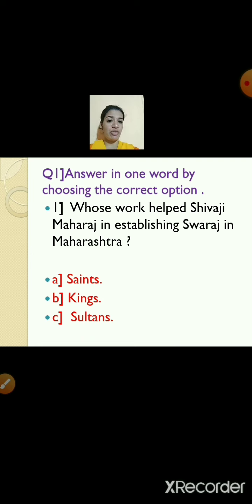Now see, the head question is: answer in one word by choosing the correct option. And the question is, whose work helped Shivaji Maharaj in establishing Swaraj in Maharashtra? I'll read it again. Whose work helped Shivaji Maharaj in establishing Swaraj in Maharashtra? And the options are saints, kings, sultans. Saints, kings, sultans. And your time starts now. You're going to choose it. You can write it in your book and later on you can check it.